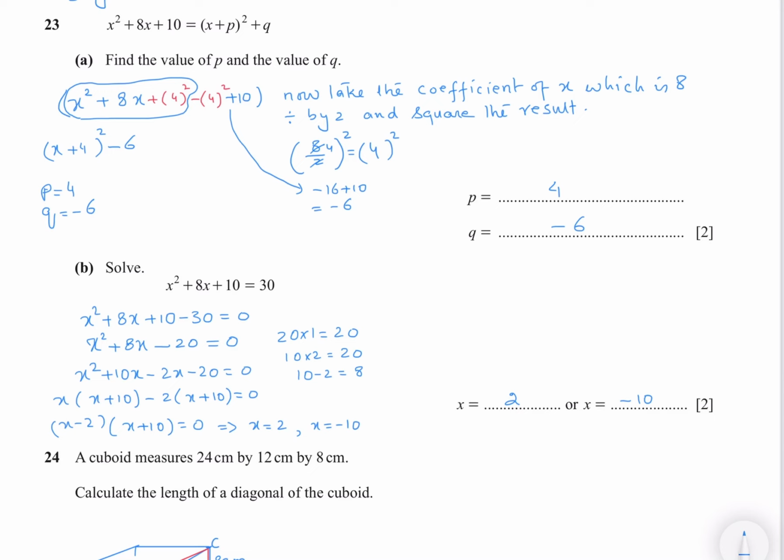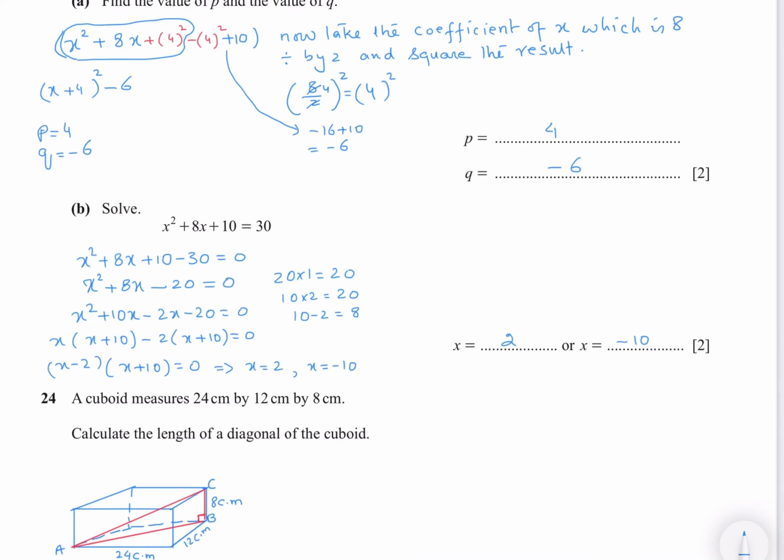Then I circle the first expression, x square plus 8x plus 4 power 2. I can write this as x plus 4 whole square minus 4 square plus 10. Then this is minus 6, so you write minus 6. So I have converted it into the completed square form. In place of p, I can see 4 is written. So the value of p is 4 and the value of q is minus 6.